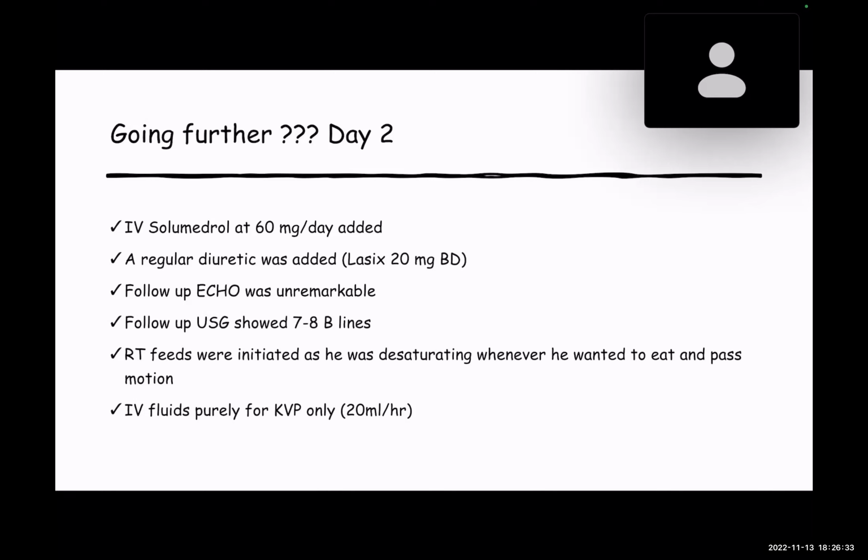And some trials are going on to give evidence. One is the CLOVER trial, which is going on to see the fluid requirement versus vasopressors, which is better, early vasopressors or loading with fluid in patients of ARDS with hypotension. Dr. Masand, you were talking about steroids. So what is the evidence? What does the evidence say for the use of methylprednisolone?